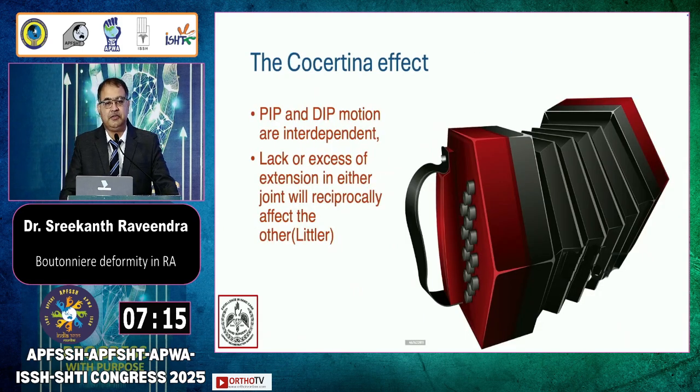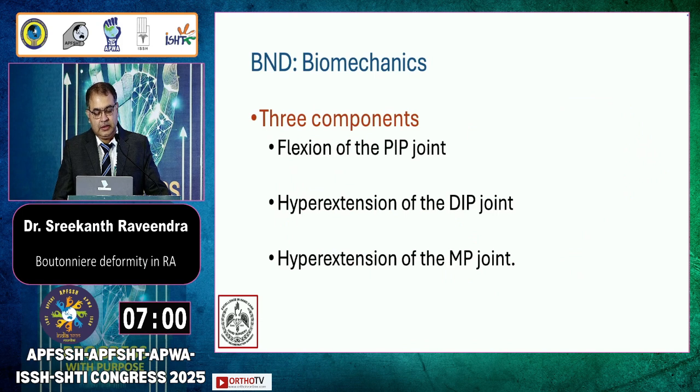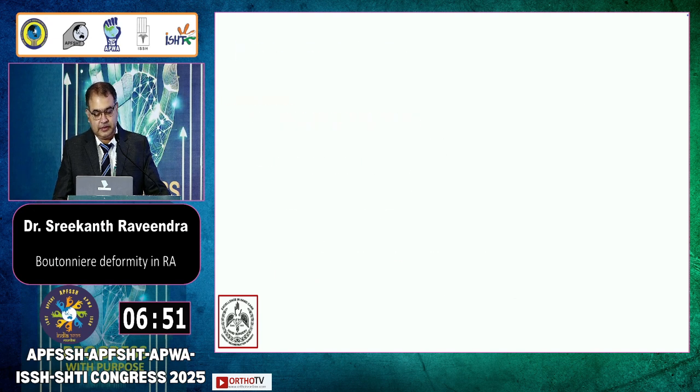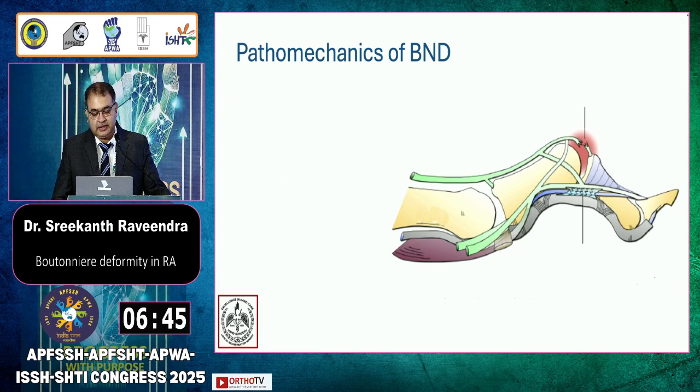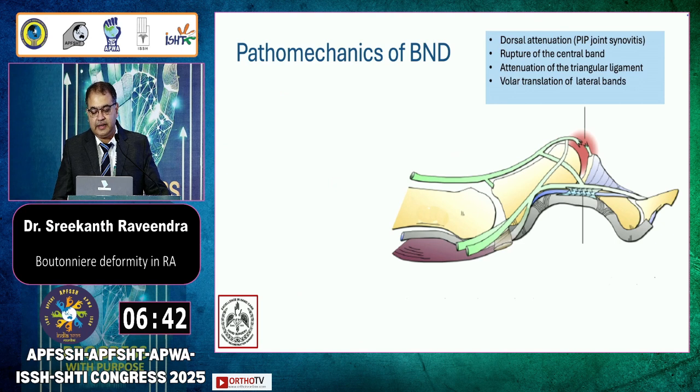Okay, so it's a concerted effect. If one deformity follows, it actually follows with the other, like components of a chain. So a lack or excess of extension in either joint will reciprocally affect the others. So coming to the biomechanics, there are three components. One is PIP joint flexion, DIP hyperextension, and MCP joint hyperextension, as I already said. So this happens: the central slip gets snapped because of variable causes like synovitis, and then secondary changes happen. The lateral bands go down, and there is flexion of the PIP and hyperextension of the DIP.